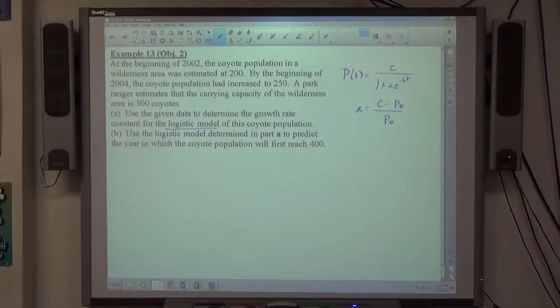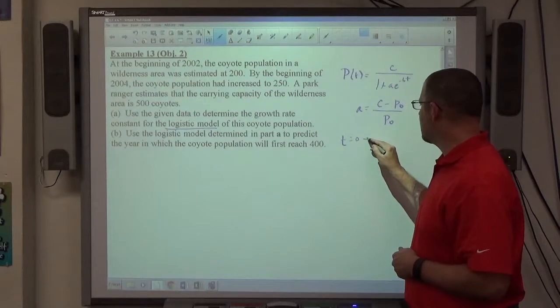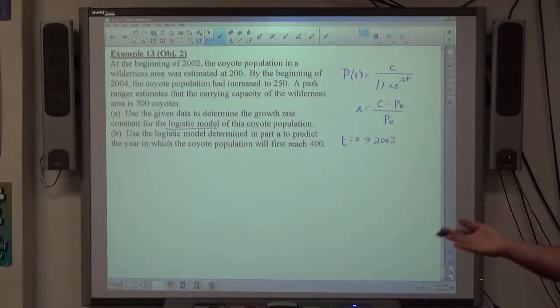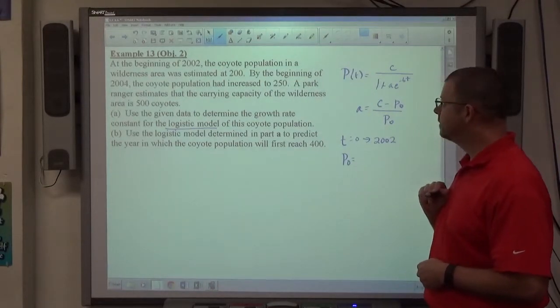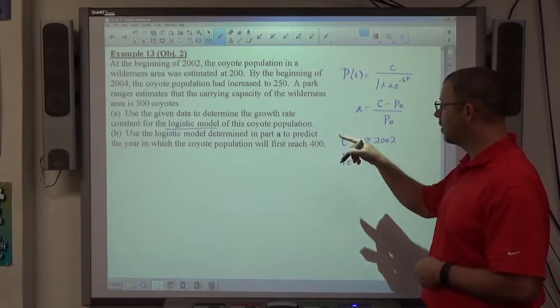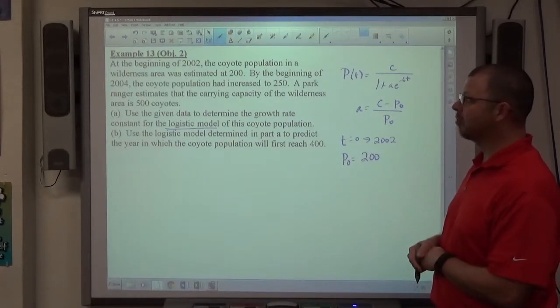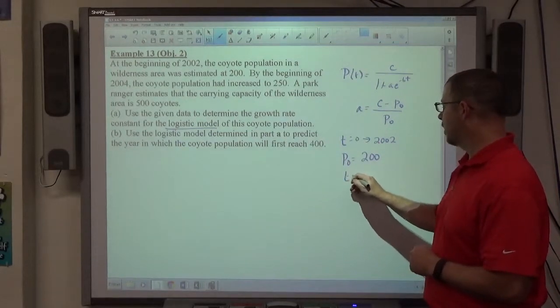All right, so if I start picking stuff out of that information, first off, I'm going to say T equals 0 represents 2002. So the initial year is 2002. Always let the first year they mention be year 0. All right, so if I establish that, P sub 0 is equal to what? The initial population, yeah, 200, right? And in 2004, how many years have passed? 2, starting at 2002. So T equals 2 years, right?